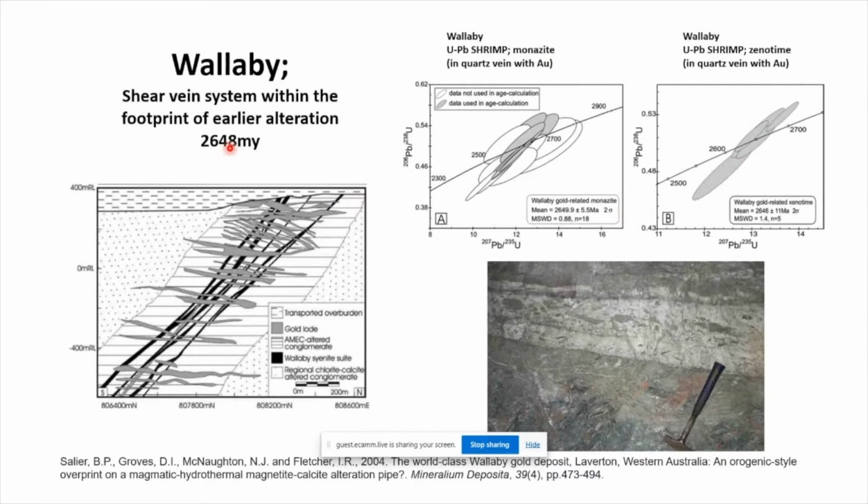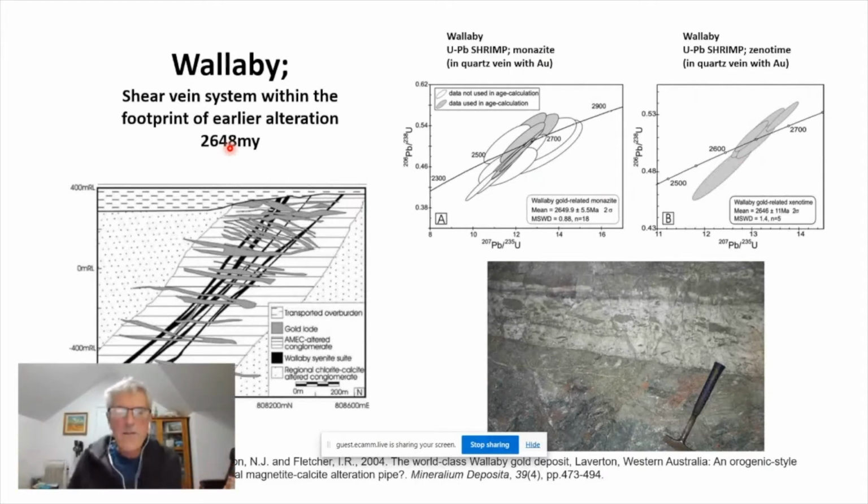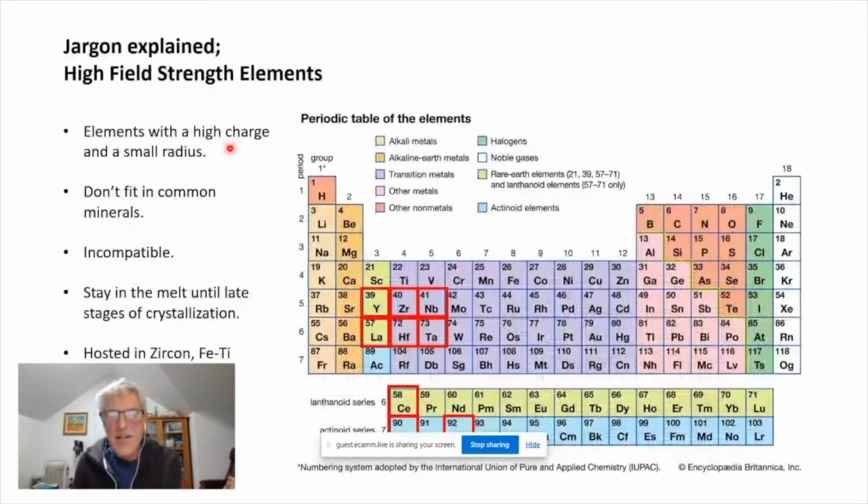Right, so we see this really common association where we get intrusions around 2665 to 2660, and then orogenic veins dated at anywhere from 2630 to 2650, but nearly always within the footprint of that earlier alteration. So that's kind of the background. I'm interested in characterizing the chemistry of the intrusions that are related to those gold systems.